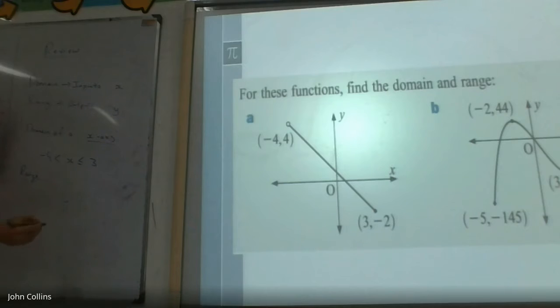So the y values can go as low as -2 and can equal -2 because it's a closed circle. It's less than or equal to. And the largest value is 4, but I don't put the equal to bit in because it's an open circle. So look for those open and closed circles.